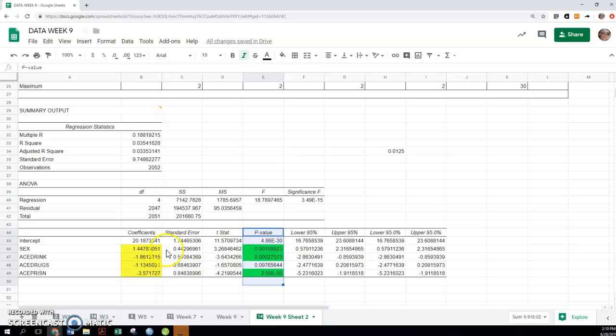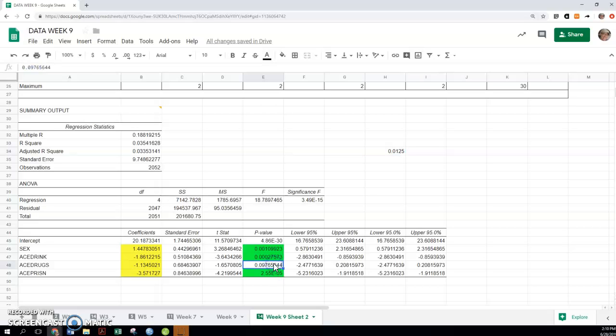Probably should do a Bonferroni correction since there's 4 variables in there. So I've divided 0.05 by 4. So for statistical significance of the individual variables, we're looking to get below this cutoff right here. And the ones I've highlighted in green indeed have that.